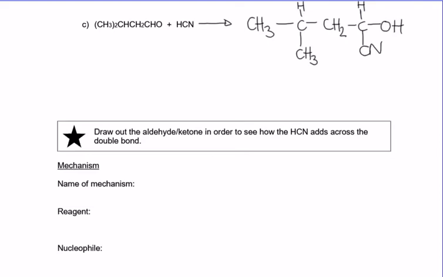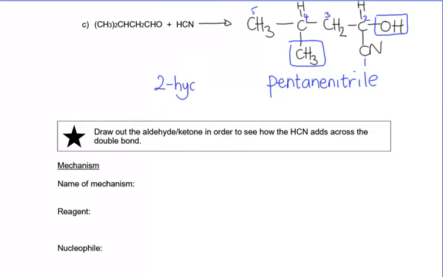I start counting. 1, 2, from the nitrile, remember, 3, 4, 5. So this is going to be called pentanenitrile. It's got a hydroxy on number 2 and a methyl on number 4. Remember, we put those in alphabetical order, so this time the hydroxy comes first. And we get 2-hydroxy-4-methylpentanenitrile.